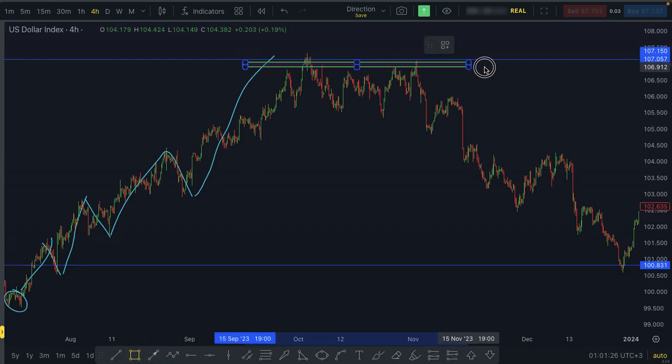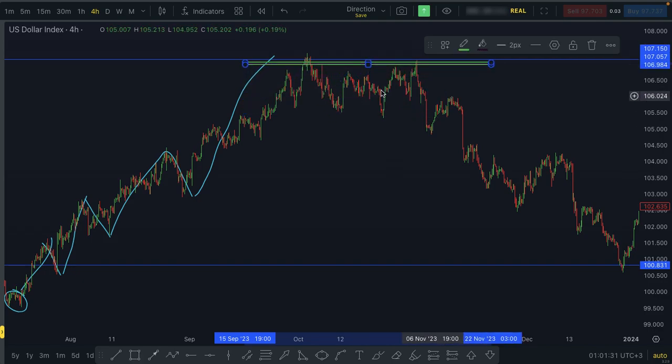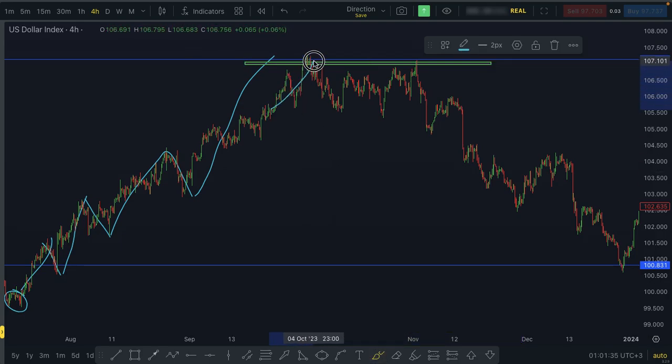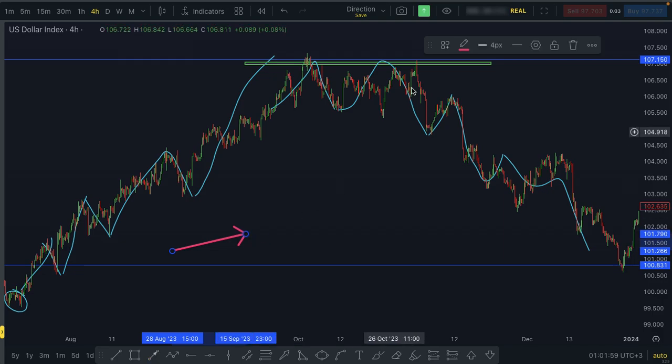Let's first establish a resistance around here. This is our resistance, and you can see how it worked. It came and failed to push further to the upside, meaning this became our resistance area. Then it came again and retested before any further push to the downside, until it started creating a series of lower lows and lower highs. That's what market structure is all about.